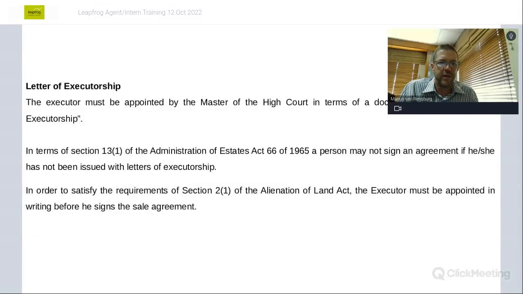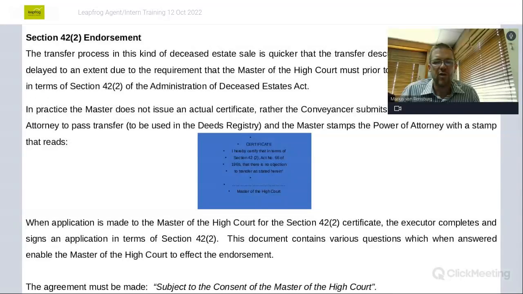Now, as I said before, the executor must be appointed by means of letters of executorship, and this requires Section 2(1) of the Alienation of Land Act, right? Which basically says that when you enter into an agreement of sale, you must be authorized in writing. The executor gets authorized in writing by virtue of the letters of executorship.